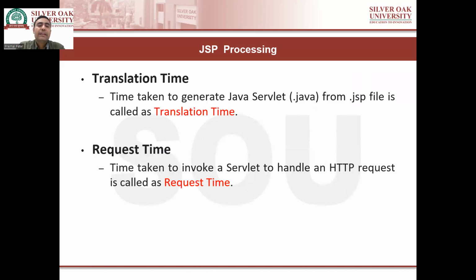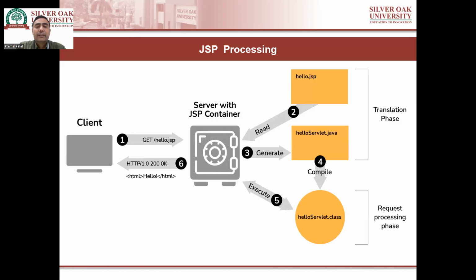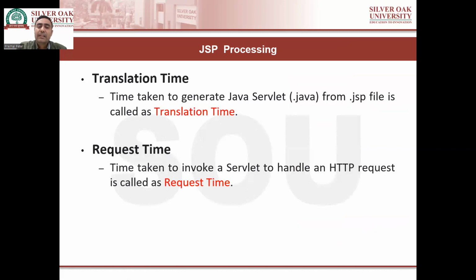There are two more things that we need to see here. One is the translation time and the second is the request time. Translation time is the time taken to generate the Java servlet, the time taken to go from JSP to servlet. In this diagram, the JSP file is read by the Java servlet engine and converted into a servlet, that is, a Java file. That time period is called the translation time. That means the JSP file is translated into servlet or Java form.